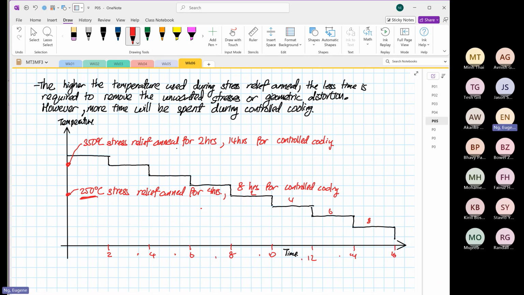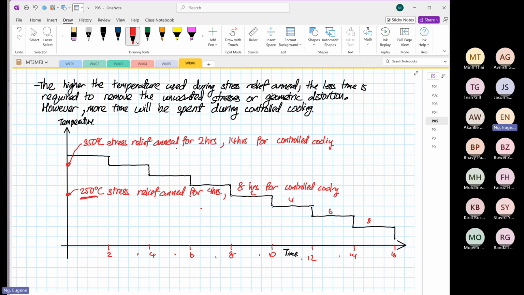The only way to get this is based on your component size, and you have to do an experiment. Are we clear? I'm not saying that this is a fact, but you have to remember, the higher the temperature you take, the shorter time is the relief, but the longer time is the cooling. The lower temperature you take, the longer time is the relief, but the shorter time is your cooling. So there's a mixed balance on this.